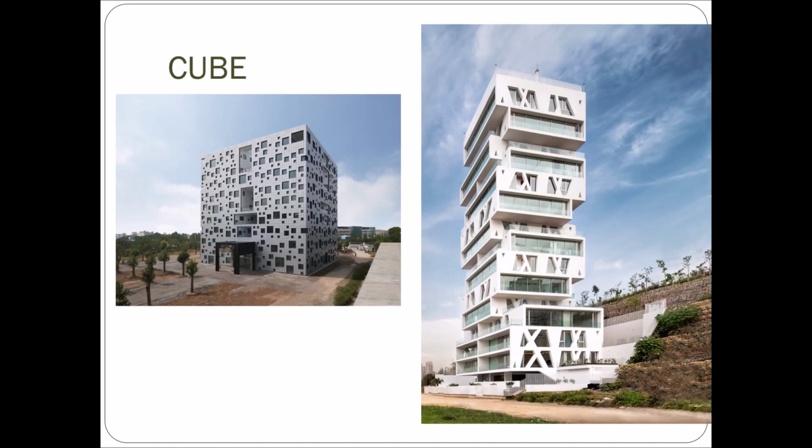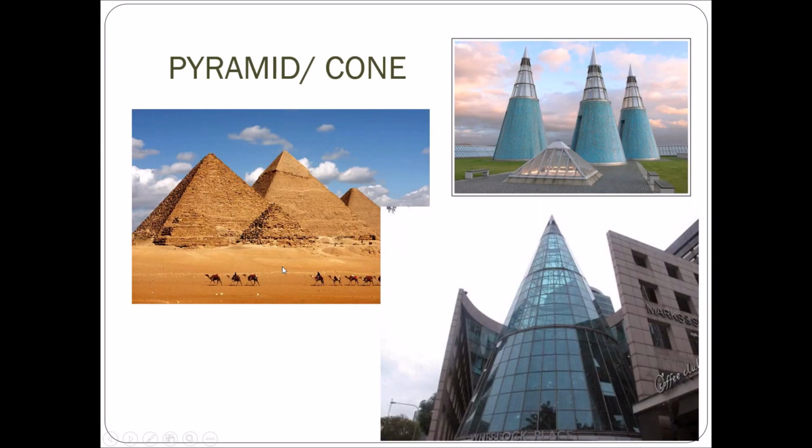This kind of form is from cube. So the implementation of cube in the architecture works. And then this is an example for pyramid or cone architecture. So we have a lot of triangle, and then they have height, so it became pyramid or cone.